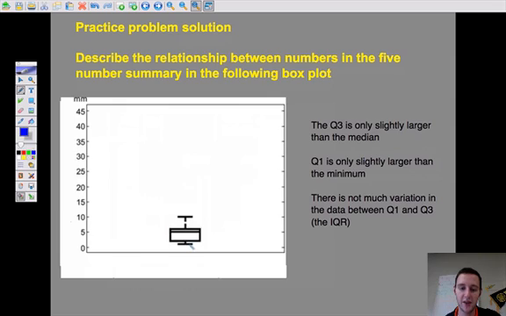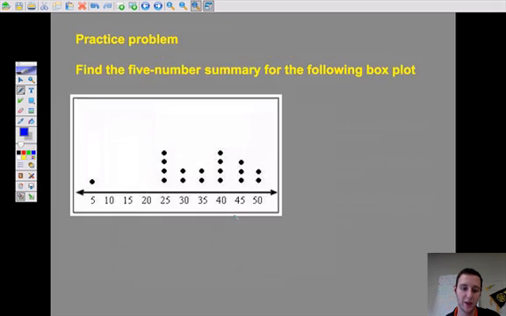You could also say something about the variation or the spread. So you could say that there's not much variation in the data. You could find that by looking at the min and max, and there's not a whole lot of difference between the min and max. You could also tell that from the Q1 and Q3, or the interquartile range. Comparing those two, there's not a whole lot of variation between Q1 and Q3.